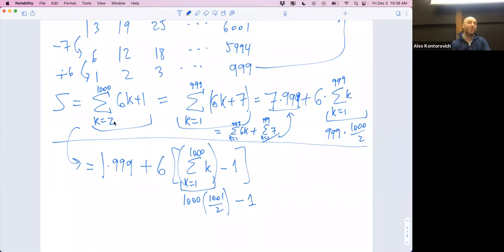This is a place where PEMDAS is not well established. So when I write something like this, usually I mean this whole thing is getting added up. Really, I should have parentheses around this just to make sure you know that's what I mean. For exactly the reason that you said, because here I'm not adding up k minus 1 from here to here. I'm adding k from 1 to 1,000. And then I'm subtracting 1 afterwards because there was no first term. It started at k equals 2.